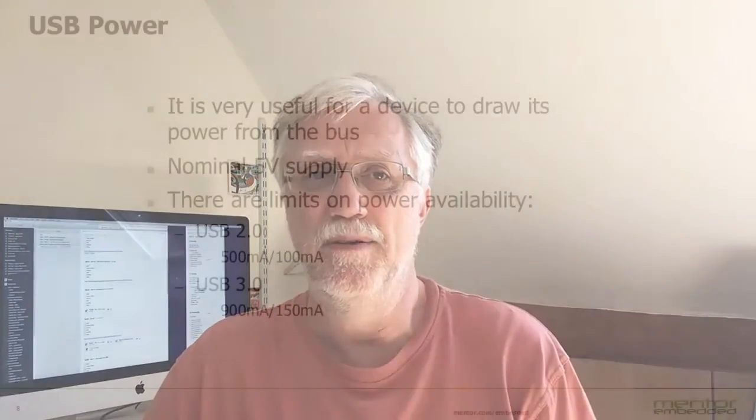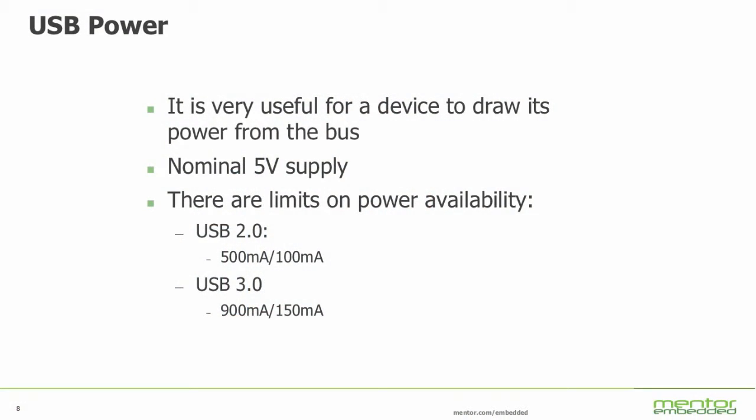Now, another aspect of USB, which is a common thing we use every day, is the ability to deliver power. This has been around forever in the USB standard, and it's very useful. Nominally, it's a 5-volt power supply, but there are limits on how much current is available. USB 2 has that limit set to half an amp for a conventional device and 100 milliamps for a low power device. USB 3 raises those numbers by about a factor of 2, which is very convenient.